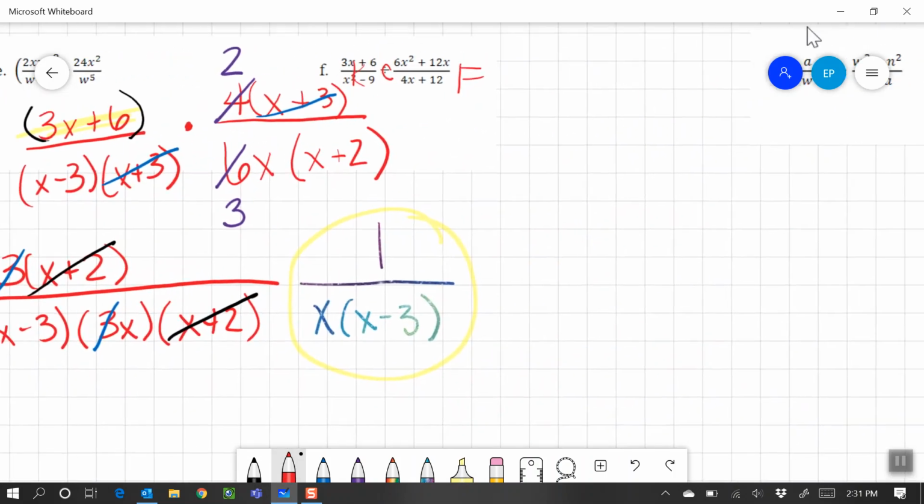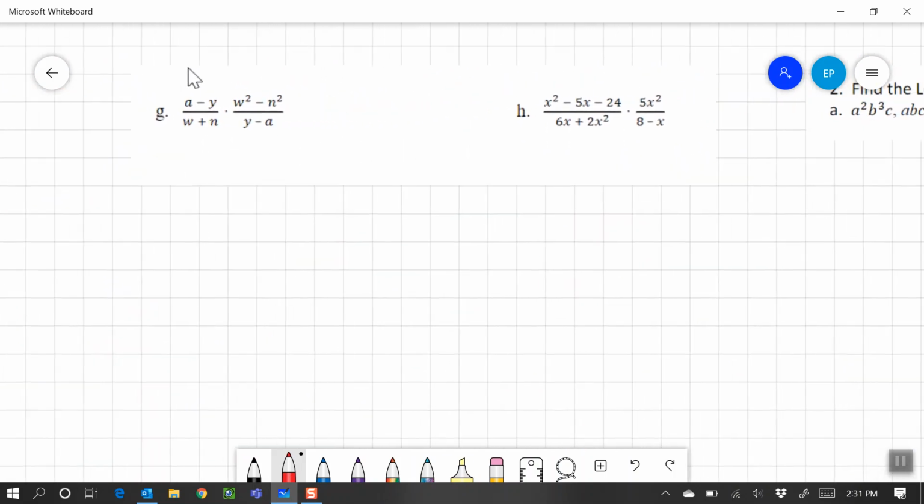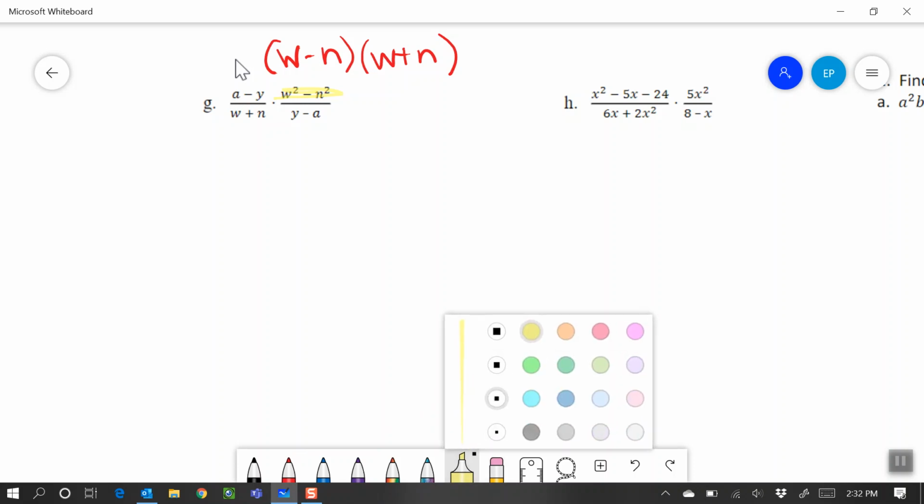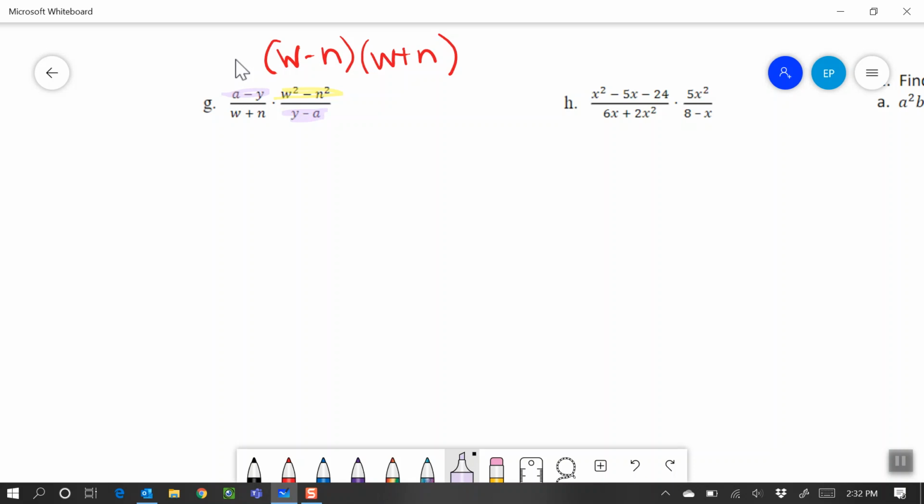Moving on to the next question set, G and H. So for G and H, I'm going to keep it as multiplication and I'm going to factor. On the top, I'm going to highlight it yellow. This here needs to be factored. That factors to the difference of squares, w minus n, w plus n. And then this, I'm going to use a different highlight color here. Purple.